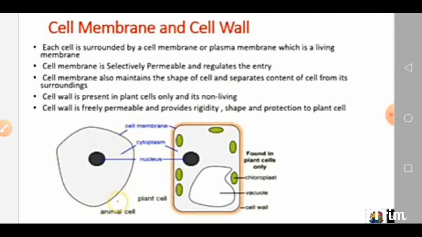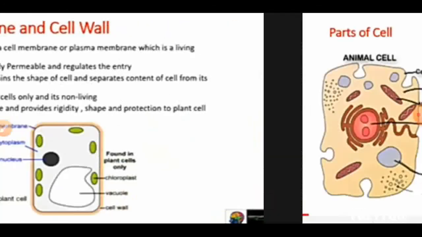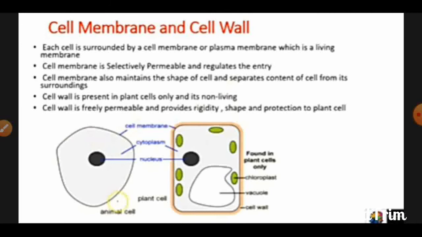The cell membrane maintains the shape of the cell. Outside of the cell we have an environment. The cell membrane will keep the internal environment and the external environment separate. So this is also one function of the cell membrane.